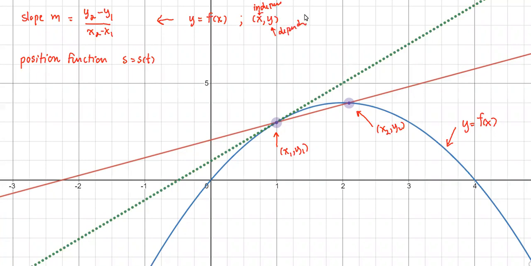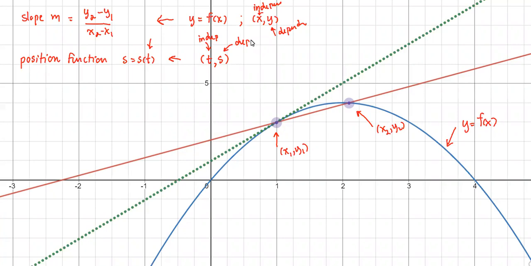Okay, now if we look at a certain application like the position function s of t, the coordinate will be in the form of t comma s, because you have the input as t, so t is the independent variable and s is the dependent variable. If I form the ordered pair, I have t comma s.